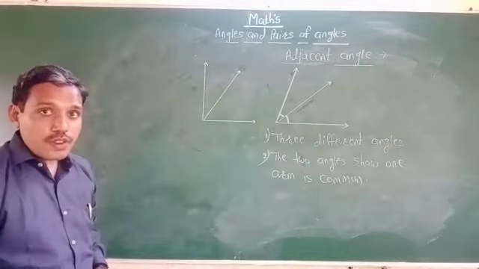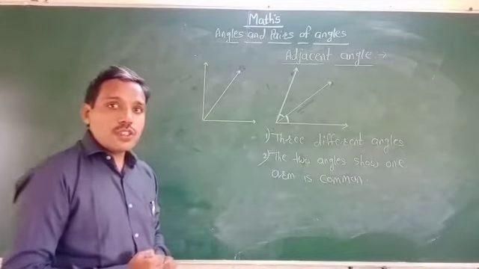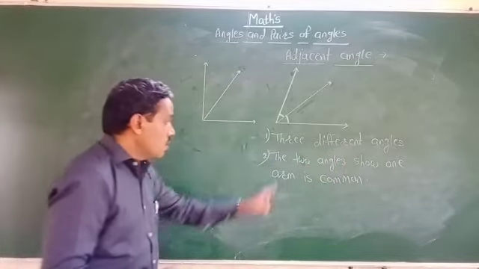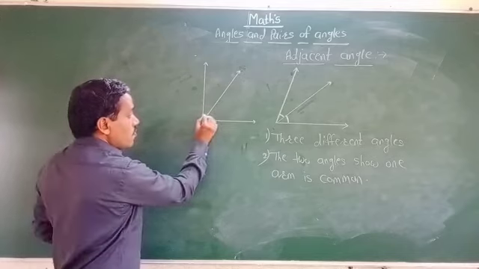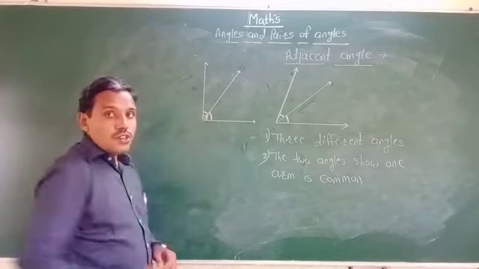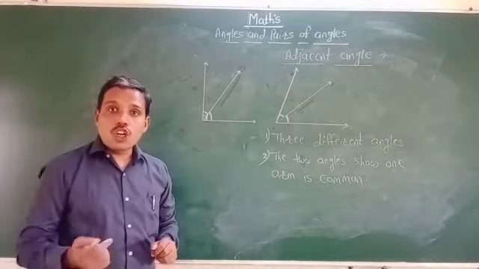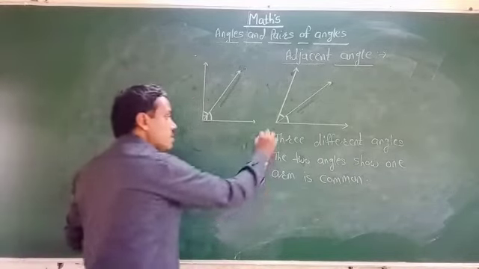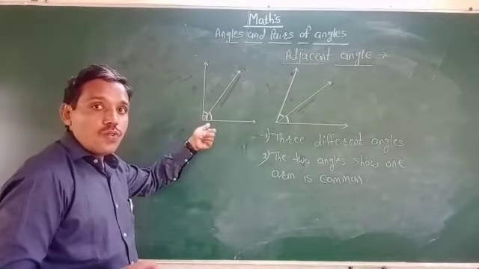In that diagram, we also put down our observations. Again two observations: three different angles, and two angles show one arm is common. This is the biggest angle, this is the second angle, and this is the third angle. That two angles show one arm is common, that is important. Then third, two are acute angles and one is a right angle.